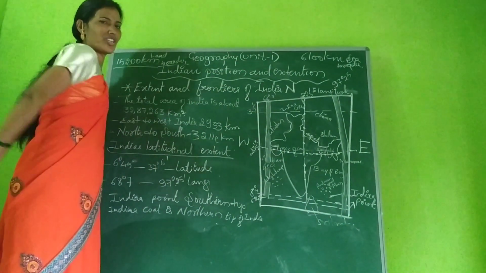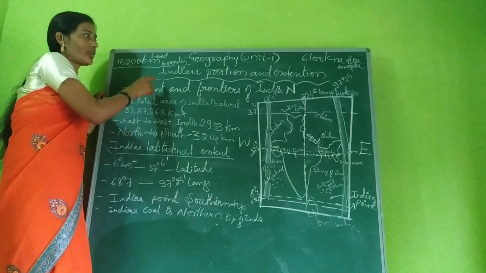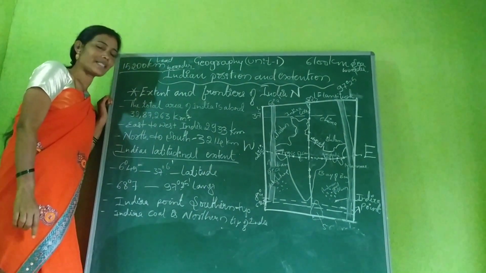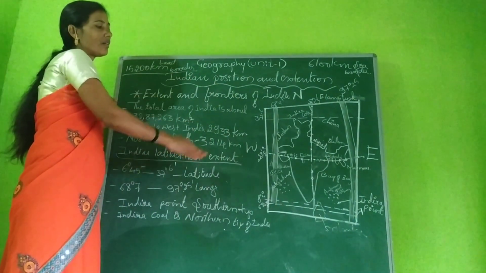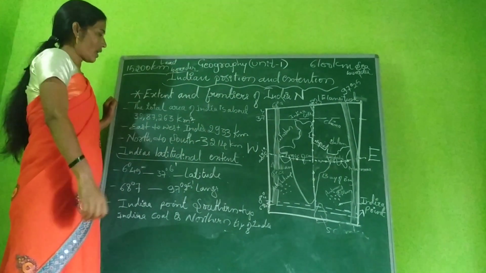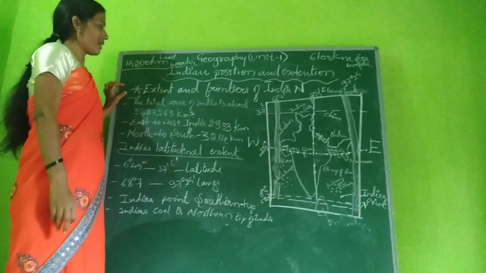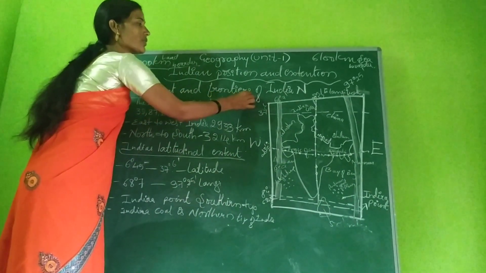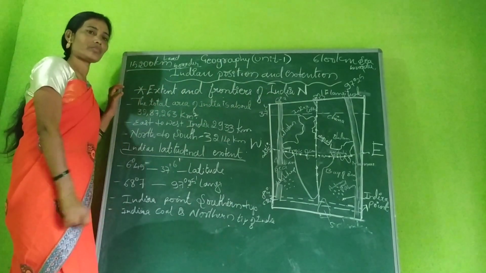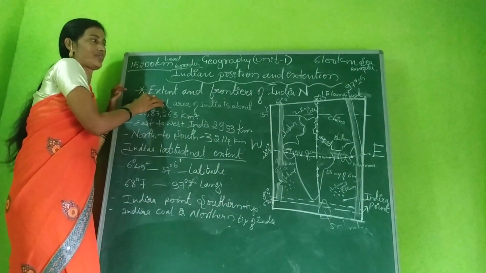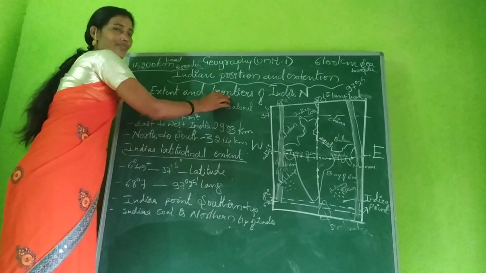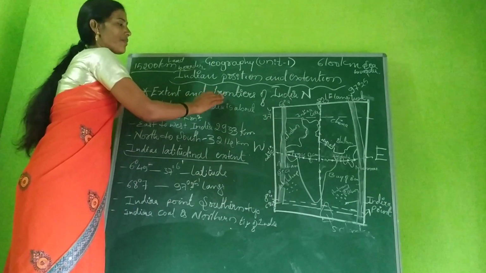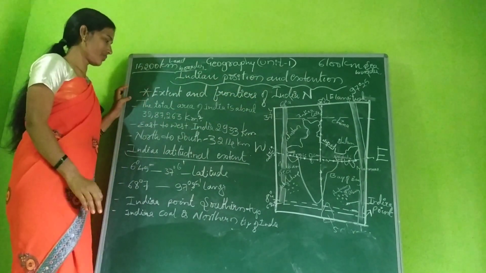And the extension. So this chapter is a memory-based chapter. So that's why, students, please remember all the things accurately. See here, today we are taking the points like the extent and the frontiers of India, the extension and the borders. There may be a land border, otherwise a sea border. So, the frontiers of India.